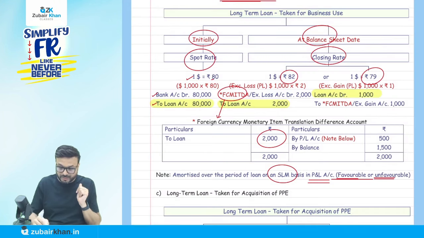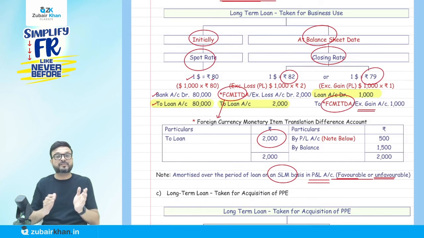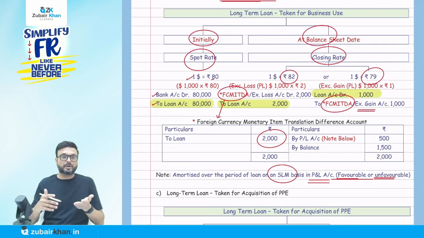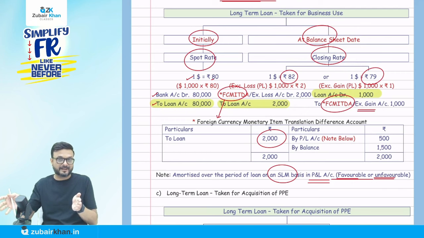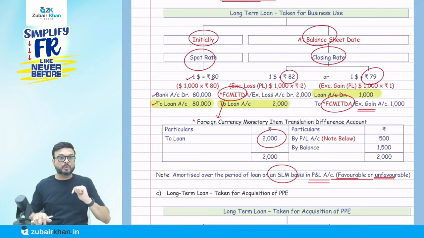So, I will debit by 1,000. Again, I have the option. I can take it to the P&L account or I can transfer it to the FCMITD account that year. Same, it is favorable here. Over a period of time, whatever the life of the loan, in that proportion, I will take it to the P&L account. Got the point? This is going to happen in case of a long-term loan other than PPE.